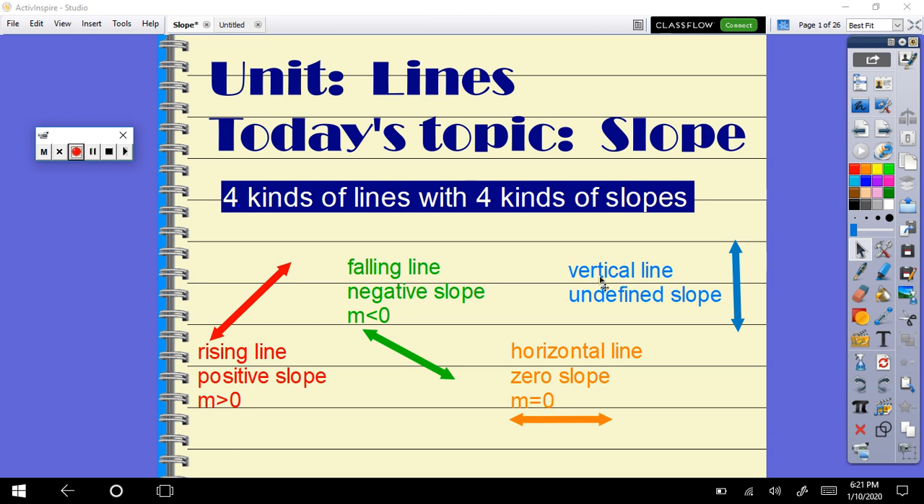Last but not least, vertical lines run top to bottom like the vertical columns of a house. Vertical lines have undefined slope, and you will occasionally see people say M is undefined.